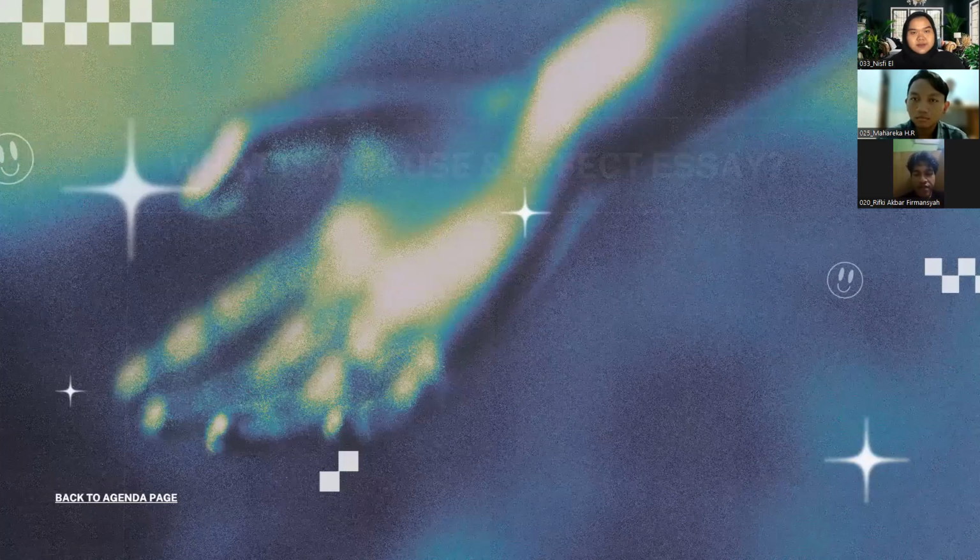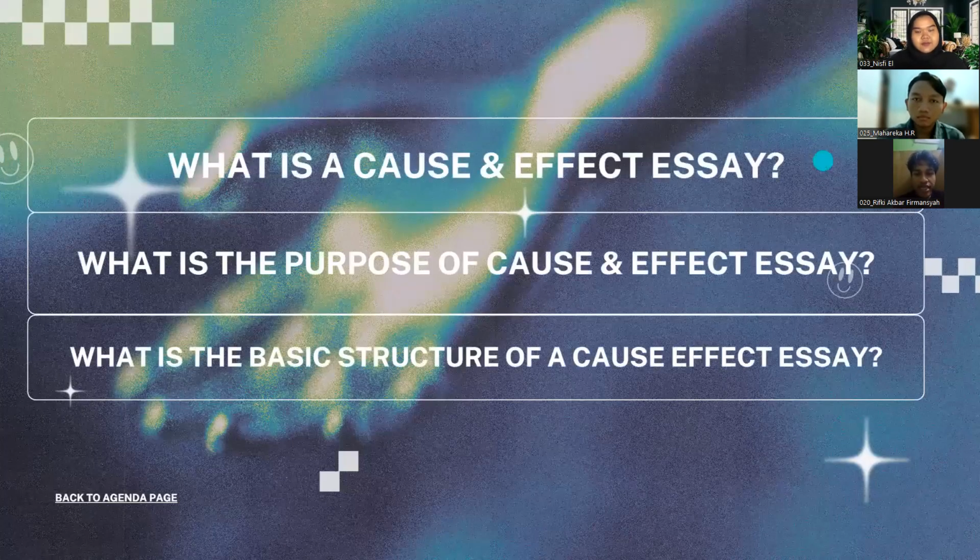Okay, the first topic is what is a cause and effect essay. The second is what is the purpose of a cause and effect essay. And the third is what is the basic structure of a cause and effect essay.